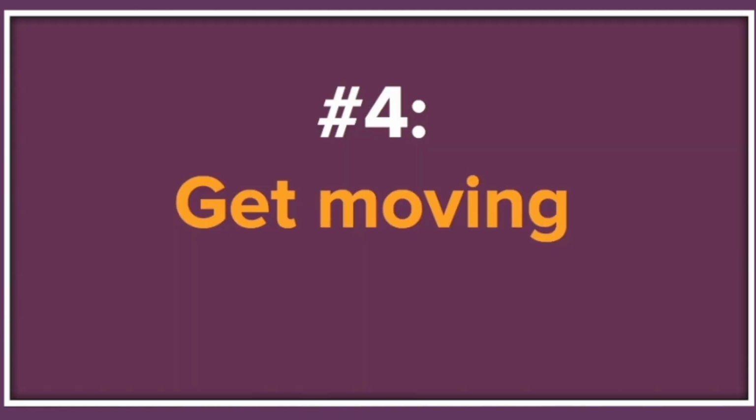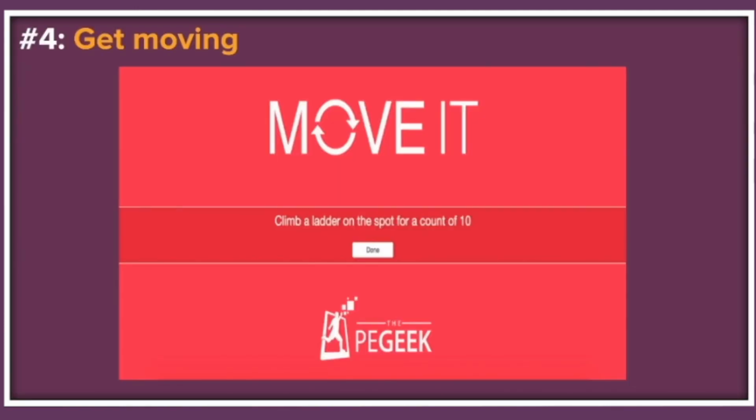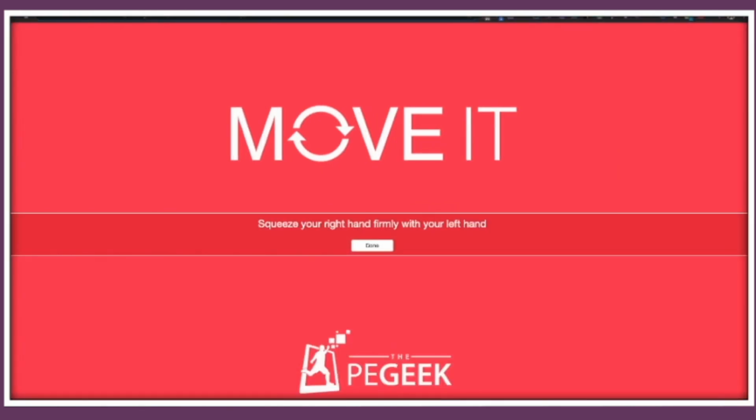Number 4 is get moving. There's a Google Chrome extension called Move It that you can embed into your browser. Here's an example of this now. It is interrupting me to squeeze my right hand firmly with my left hand. Sometimes it's jumping jacks, sometimes it's push-ups, sometimes it's just running in place, but it's a great reminder to get up and move when we are sitting at our computers for hours on end.